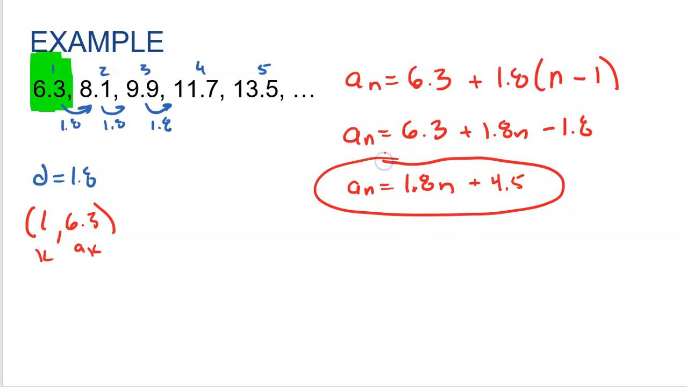And I can't say it enough. Just check and make sure it works. Plug in 5. 1.8 times 5 plus 4.5 does give me 13.5. So it does show that the formula does work to produce any term I want. And the cool thing is, once you have this formula, if I want to find the 100th term, all I got to do is plug in 100. Boom, get my answer. Easy as that.